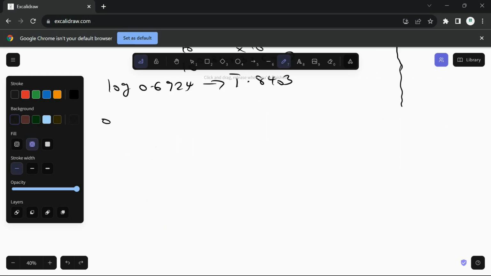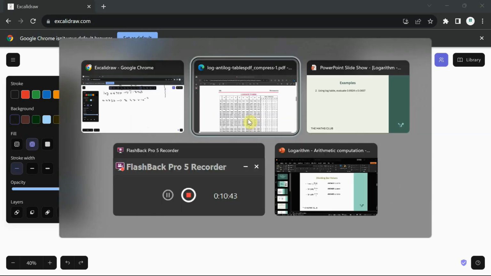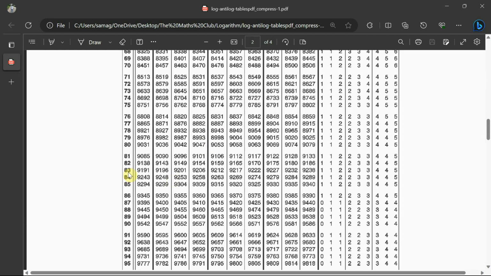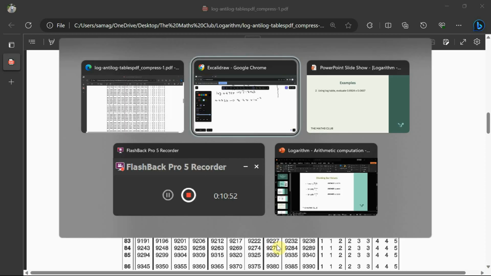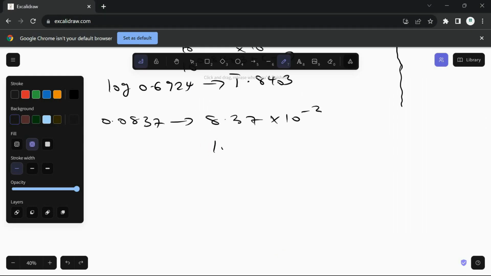And the other value is 0.0837. Standard form, 8.37 times 10 raised to the power of minus 2. So we can find 83 under 7 in the log table. So 83 under 7, let's see where 7 is. So this is 9, this is 7. So that is 9227. So this is 10 raised to the power of 0.9227 times 10 raised to the power of minus 2.